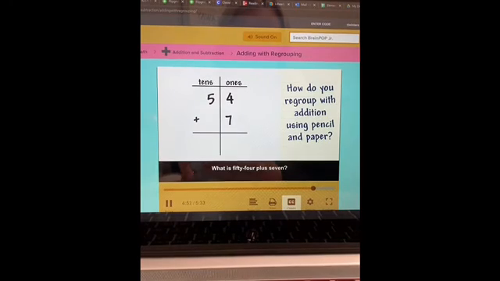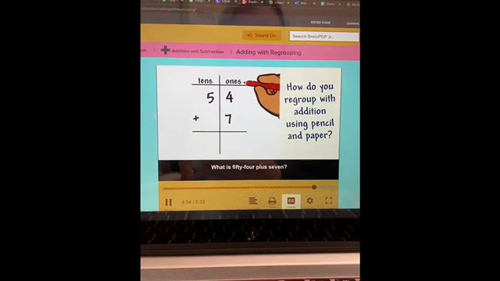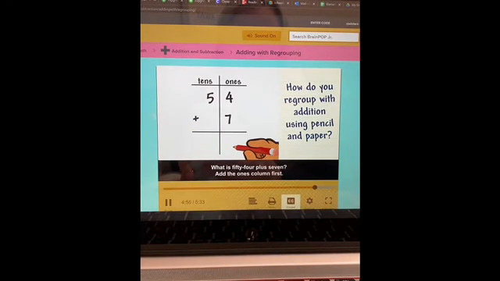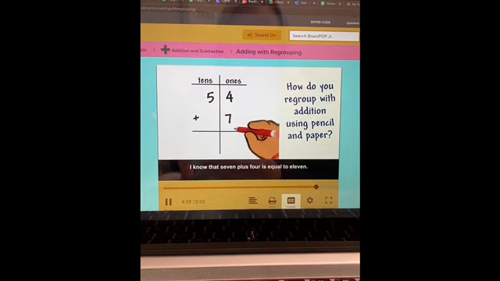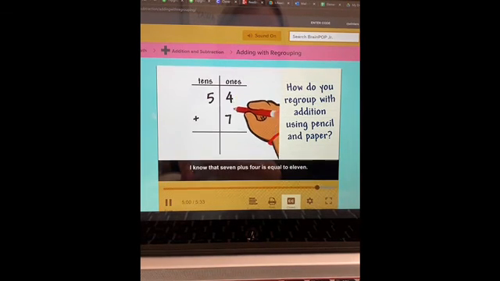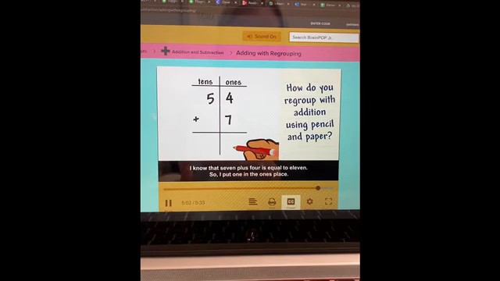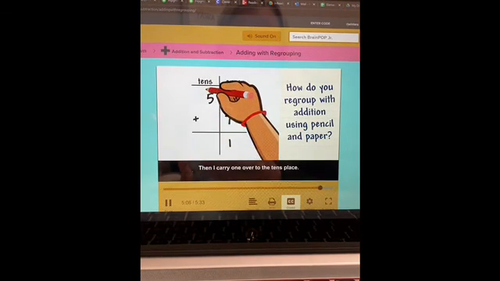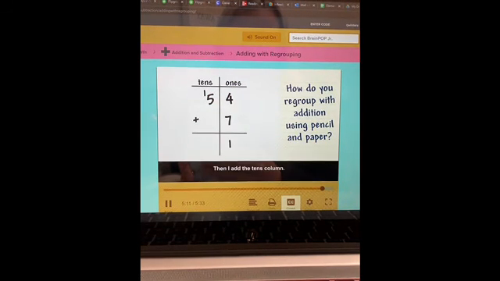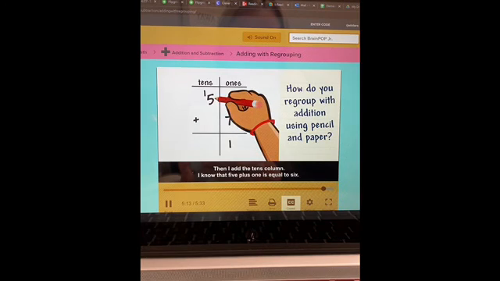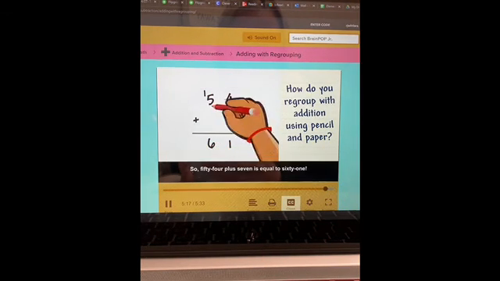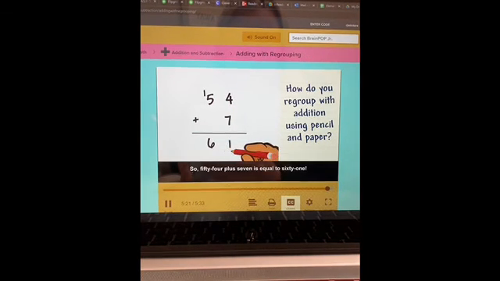What is 54 plus 7? Add the ones column first. I know that 7 plus 4 is equal to 11. So I put 1 in the ones place. Then I carry 1 over to the tens place. Then I add the tens column. I know that 5 plus 1 is equal to 6. So 54 plus 7 is equal to 61.